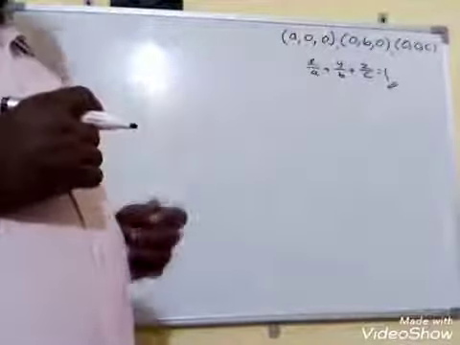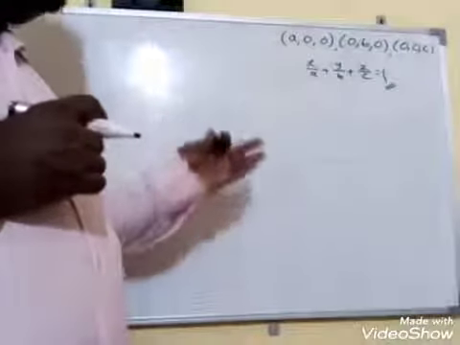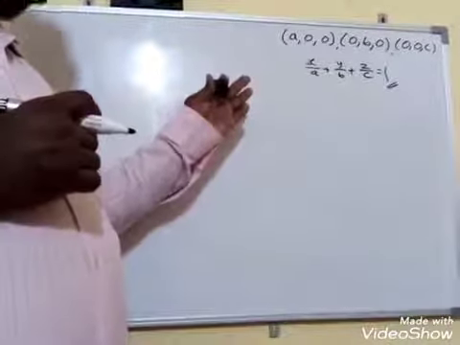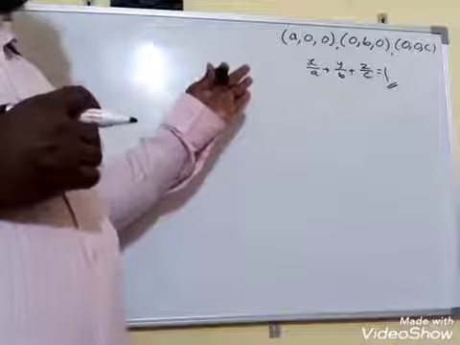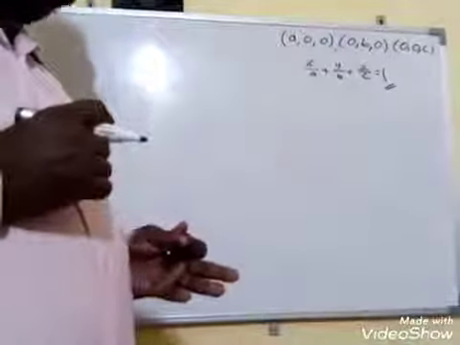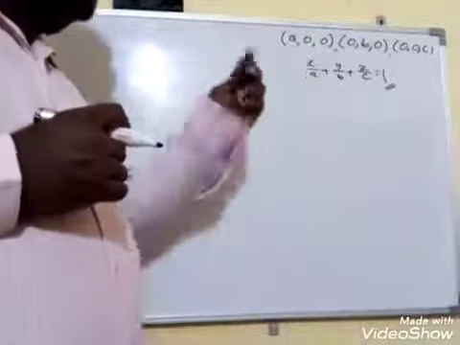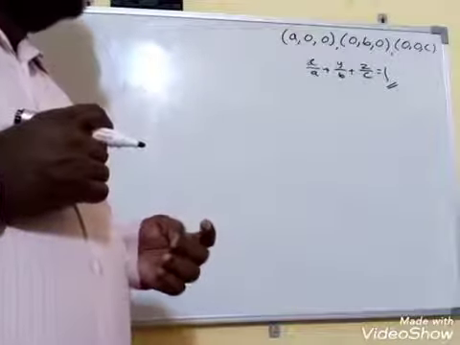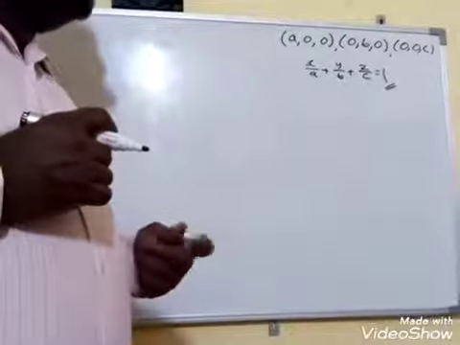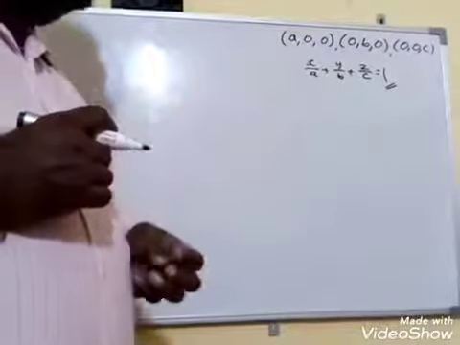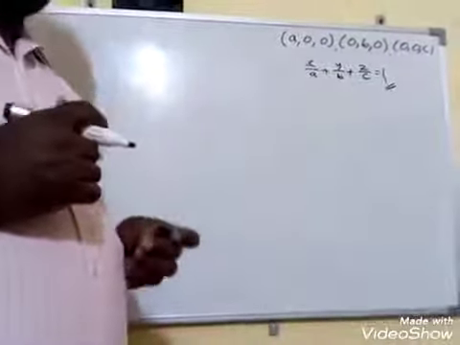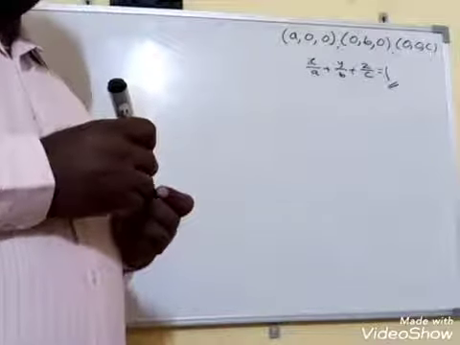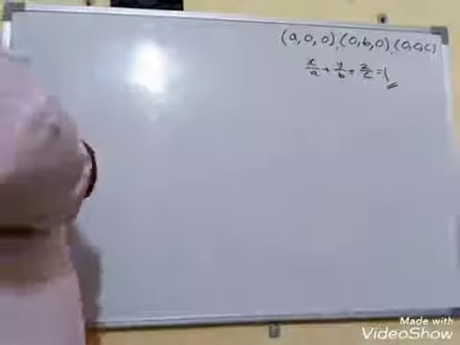No. Therefore, what are you going to know? A, 0, 0 means the point is A. That means it meets the x-axis at A. That means the coordinate of that is the intercept of the x-axis A, and similarly the intercept of the y-axis is B and the intercept of the z-axis is C. Hence, what is the required equation of the plane? We are going to get the required equation of the plane: x by A plus y by B plus z by C is equal to 1. This is the required equation of the plane.